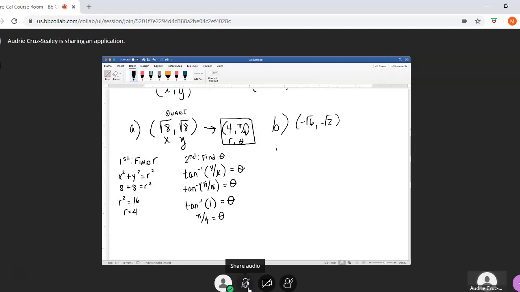Okay, here we go. Step 1. Anybody find R? 2 square root of 2. Yep. Is everybody okay that R is 2 square root of 2? Is that okay?